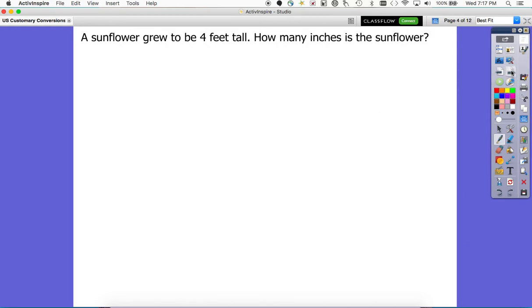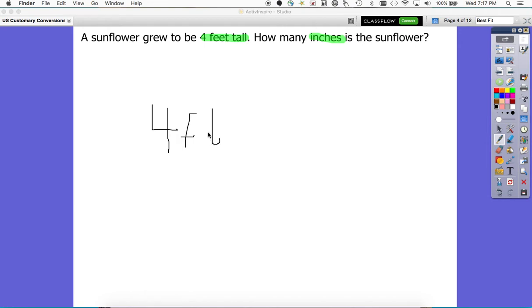Next one. A sunflower grew to be 4 feet tall. How many inches is the sunflower? A sunflower grew to be 4 feet tall. How many inches? Our problem gave us 4 feet. Oops. Silly mouse. And I've got to get to something. Let me try that again. Inches.